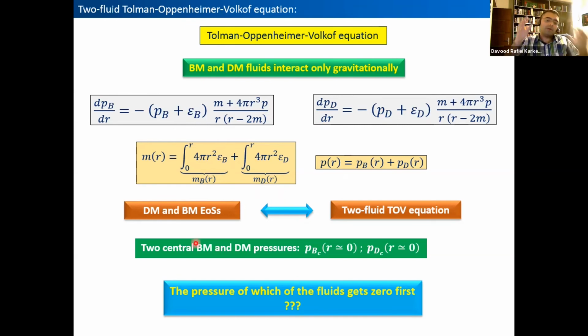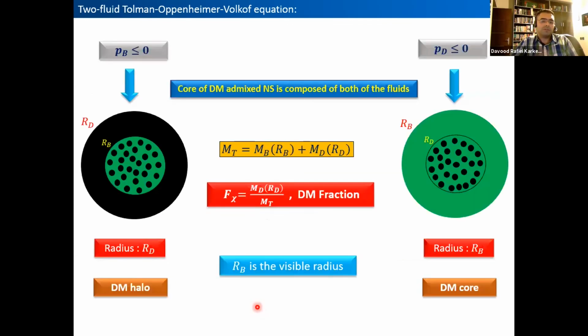And now by having two equations of state for dark matter and the baryonic matter and the two fluid TOV equation, we can investigate the structure of dark matter admixed neutron star by selecting two central pressures, baryonic matter and dark matter, which you can see here, P_BC, where C means central, and P_DC. And then we start our calculation from the center of the object. And the most important question here is which of the fluids' pressure gets to zero first. There are two possibilities here.